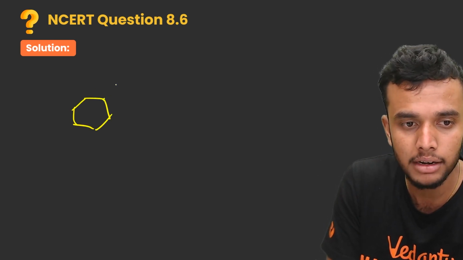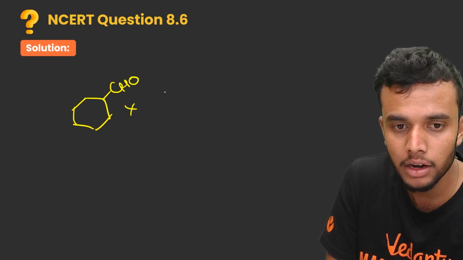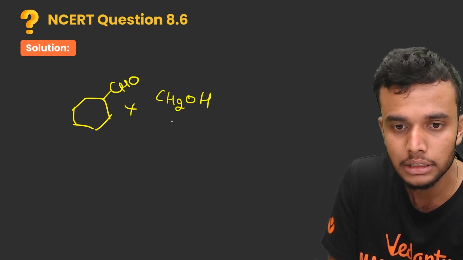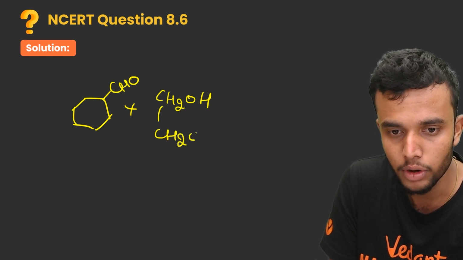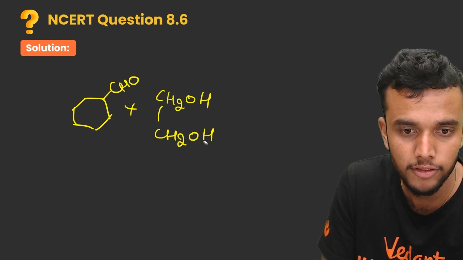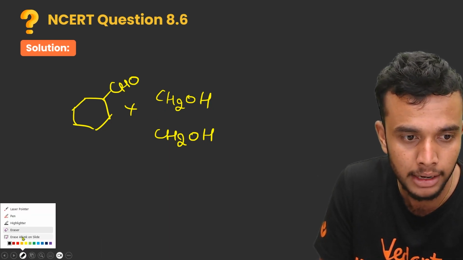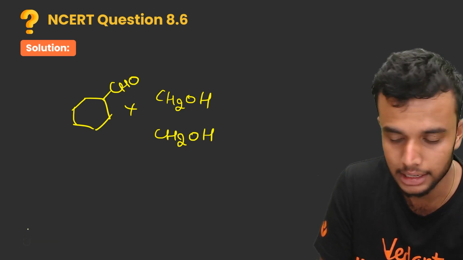Cyclohexane carbaldehyde with excess of ethanol, CH3CH2OH. Okay, two molecules of ethanol. This bond is not there, students. Please don't get confused, this bond is not there. To explain the mechanism, what happened?